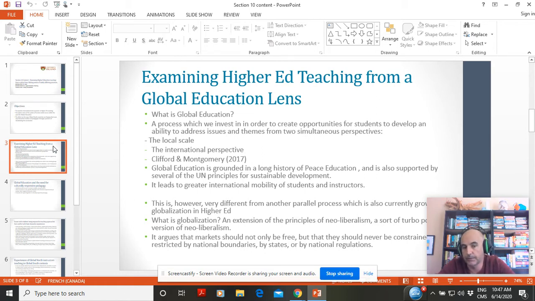And how does it manifest itself? Well, it leads to greater international mobility, obviously, of students and instructors. And I think all of you have experienced this. All of you have dealt with this in your own personal context. So we've discussed this already at length in the course.